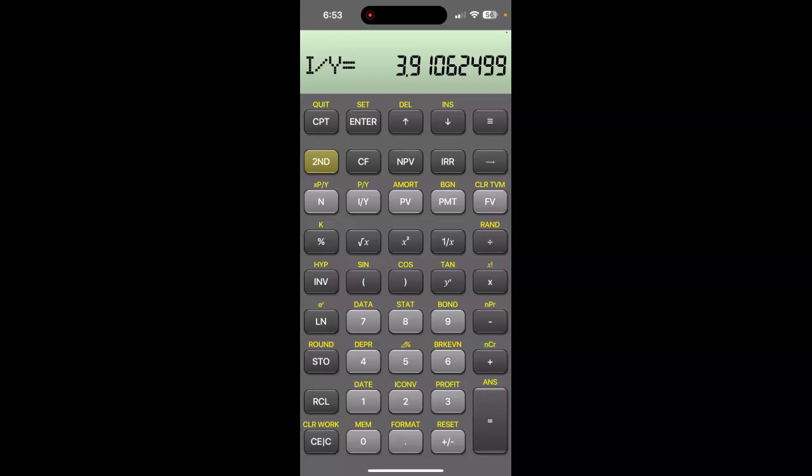So 3.91%. That is I per year, that is your nominal annual rate of interest. I per year here is J in the formula, but in the financial calculator, that is your nominal rate of interest.